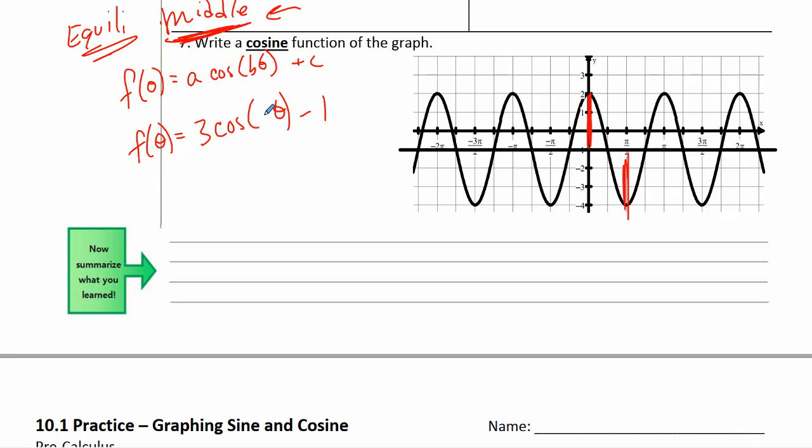So how do I find the b? Well, this is where it starts. Where does it now repeat itself? Well, it repeats itself at pi. So from 0 to pi is the period. So the pi is the period, or the period is pi. There you go. That makes sense.